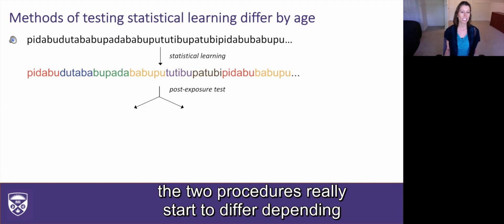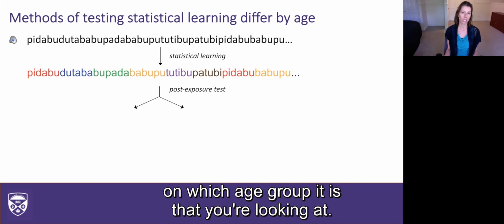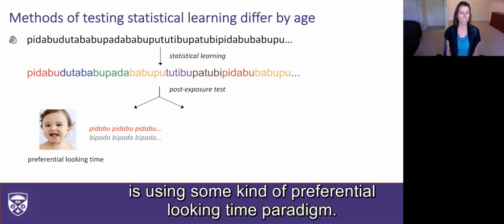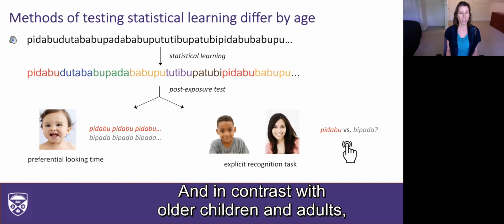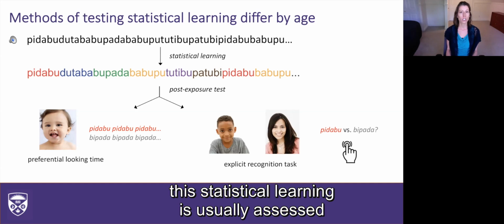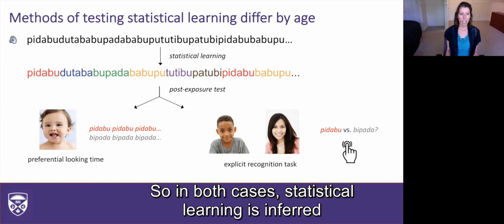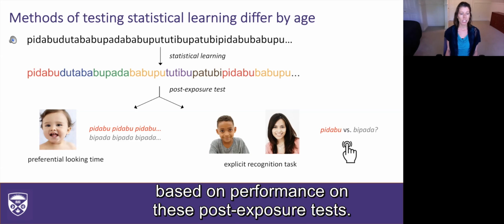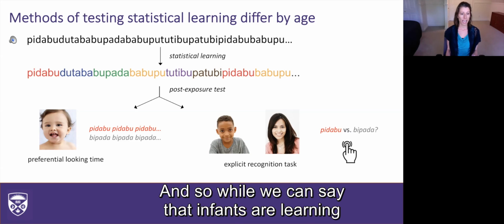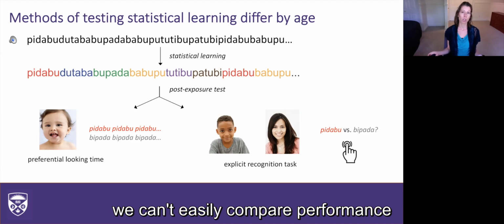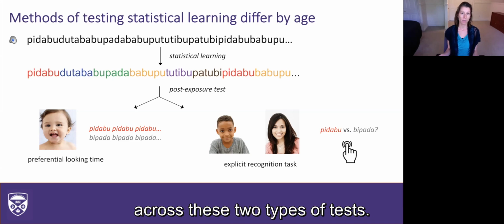And this is where the two procedures really start to differ depending on which age group it is that you're looking at. So in infants, the typical way that this is assessed is using some kind of preferential looking time paradigm. And in contrast, with older children and adults, this statistical learning is usually assessed with some kind of explicit recognition judgment. So in both cases, statistical learning is inferred based on performance on these post-exposure tests. And so while we can say that infants are learning or that children and adults are learning, we can't easily compare performance across these two types of tests.